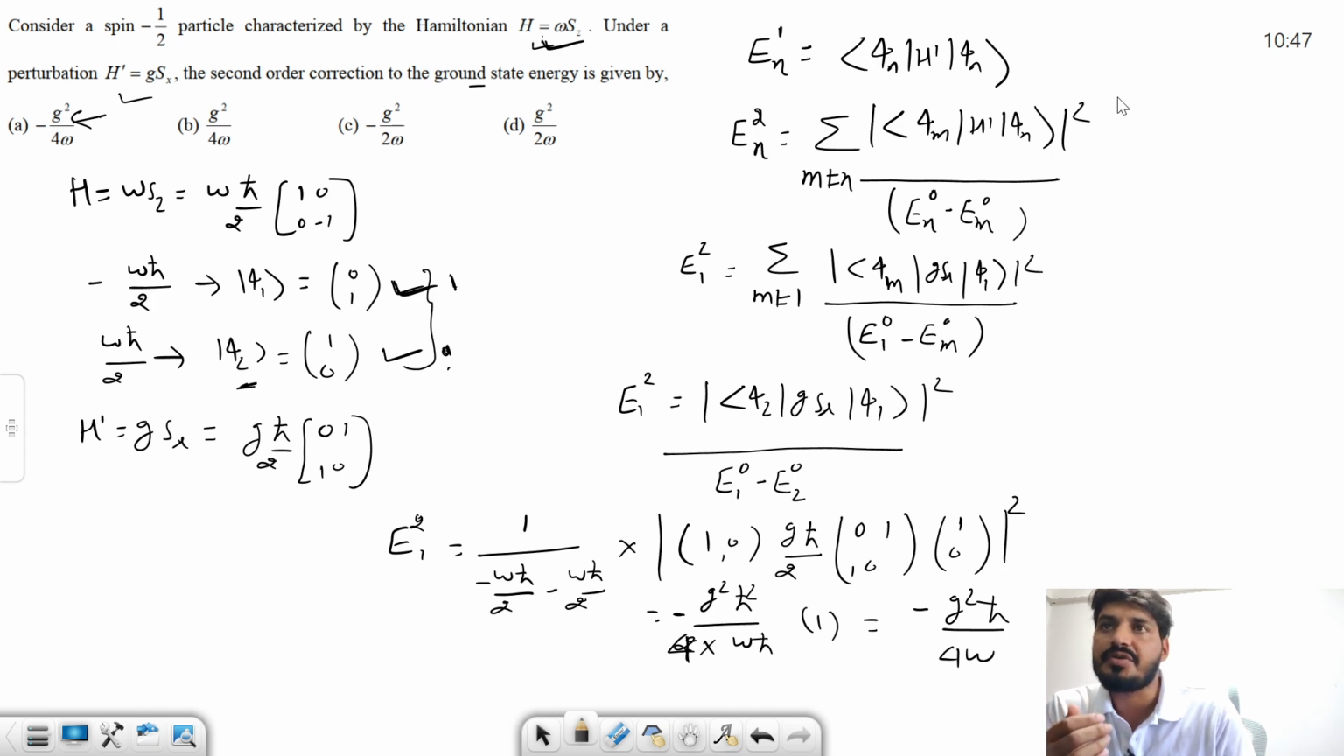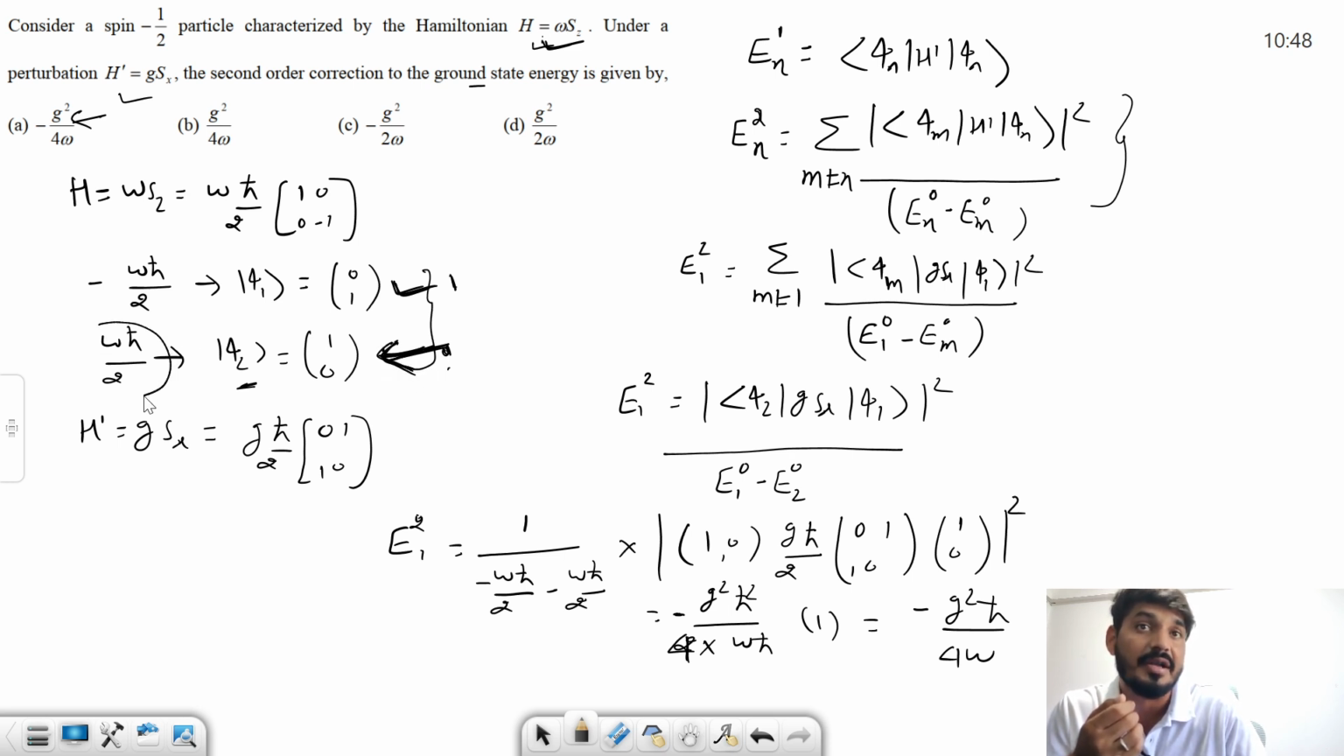The thing is you have to remember this formula and how to implement it. You should not get confused here. Many times you might make a mistake by taking 1 0 as the ground state. This is not the ground state because this is h cut by 2. This is minus h cut by 2. So ground state is this one.